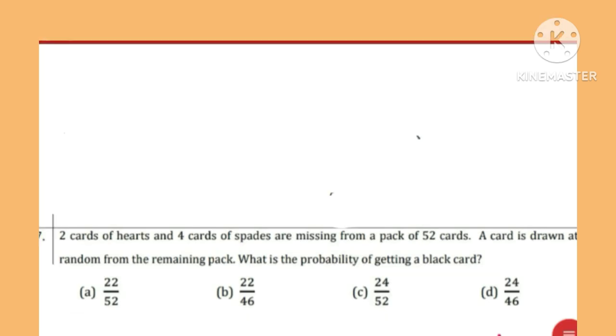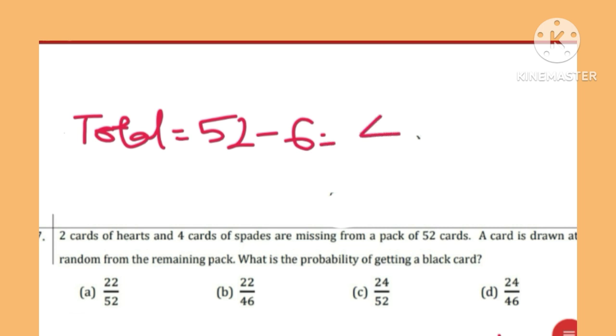Let's see question number 17 of probability. We have 2 cards of hearts and 4 cards of spades are missing. So what is the total number of cards? Out of 52, 6 cards are missing. So 46 is the total number of cards, right?